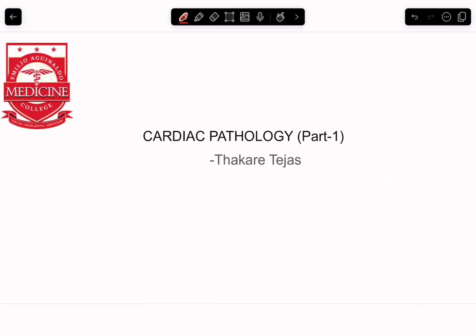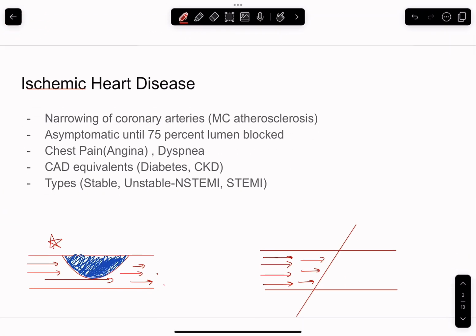My name is Tejas and today we are going to talk about cardiac pathologies. Okay, let's talk about ischemic heart disease. Before that, let's define what ischemia is. So, ischemia is whenever you have reduced blood supply to any organ.